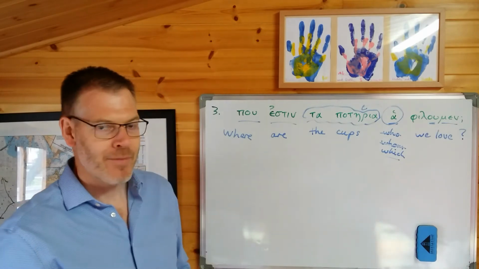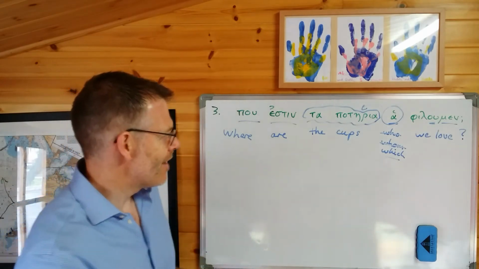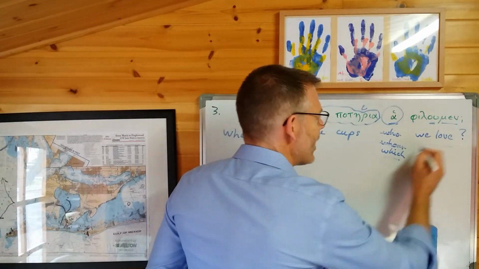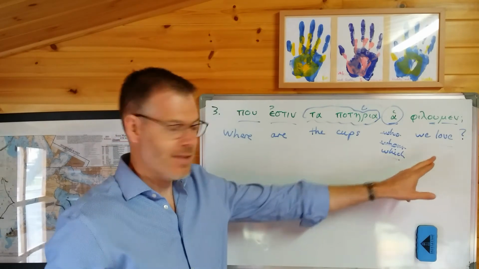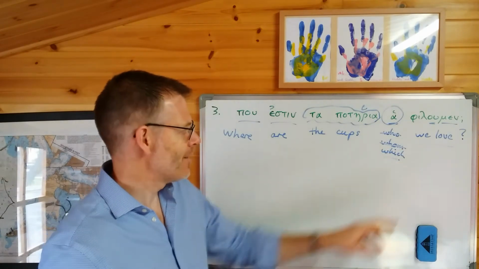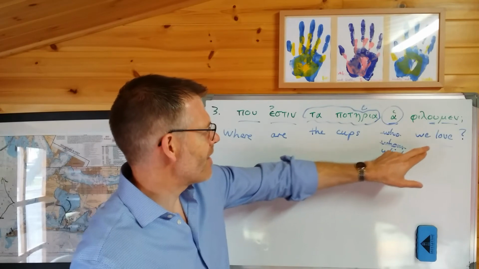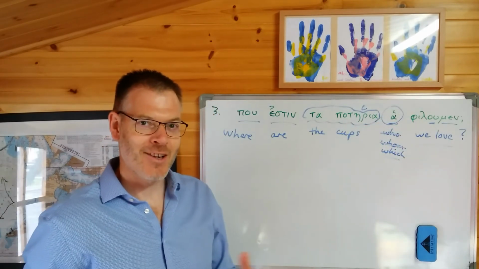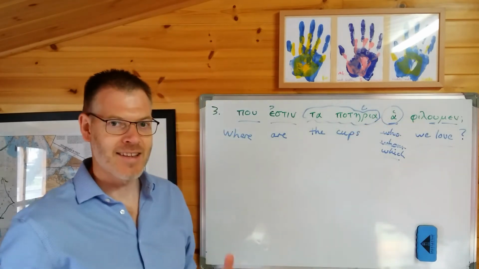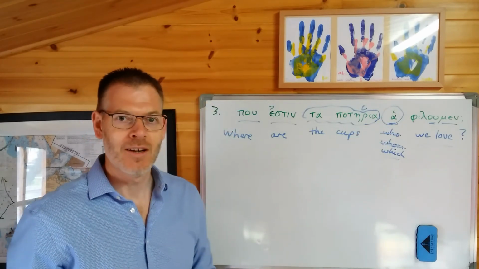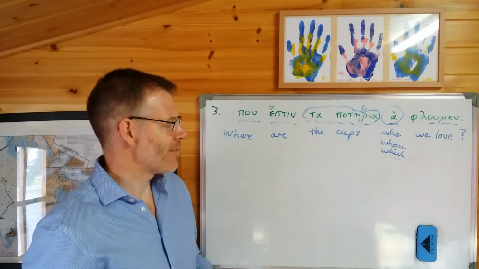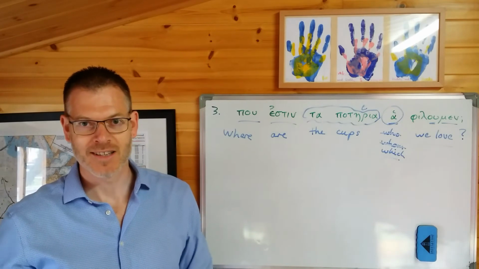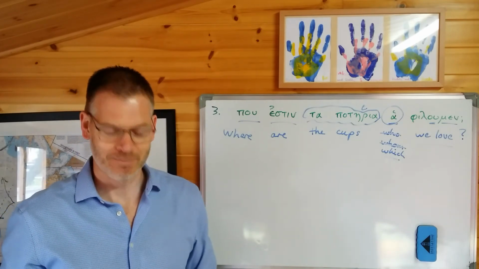Notice though that it works if you analyse it, because the which is the object of we love. We love the cups. Where are the cups? We love the cups. And as the object of this, you expect this to be in the accusative case, and indeed it is. Ha is the accusative plural relative pronoun, neuter relative pronoun in Greek. So where are the cups which we love? Really, really simple. Let's just do one more just to finish up.